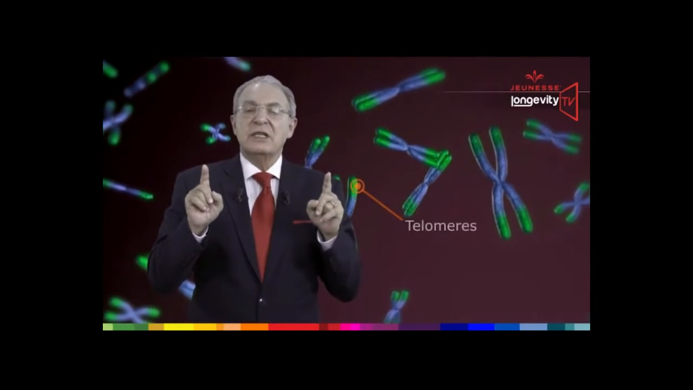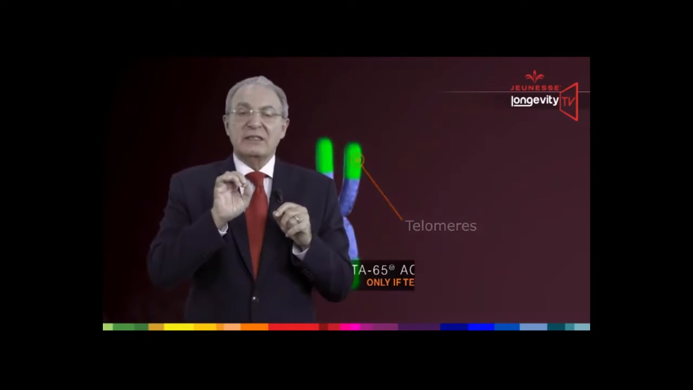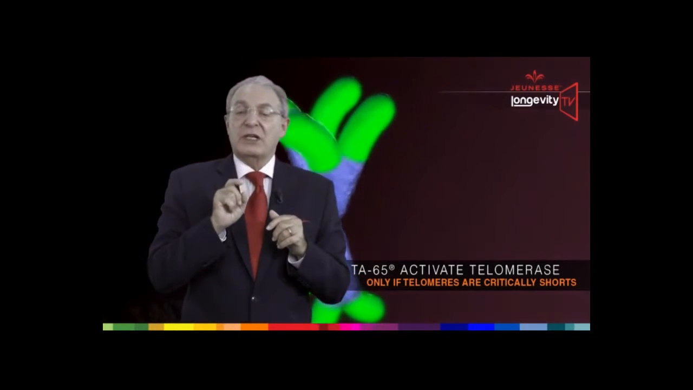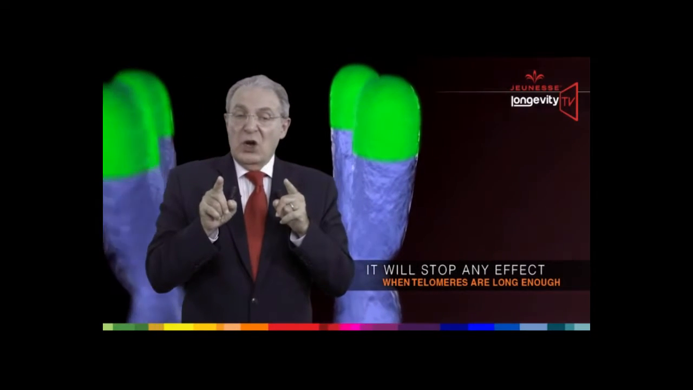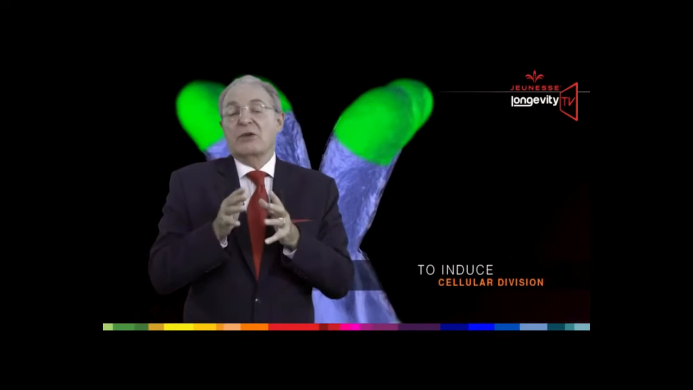The good news is that TA65 has a so-called transient effect, which means that it will activate telomerase only if telomeres are critically short, and will stop any effect when telomeres are long enough to induce cellular division.